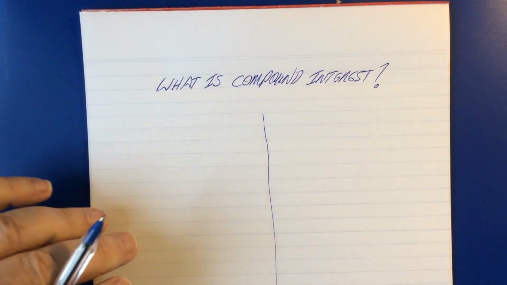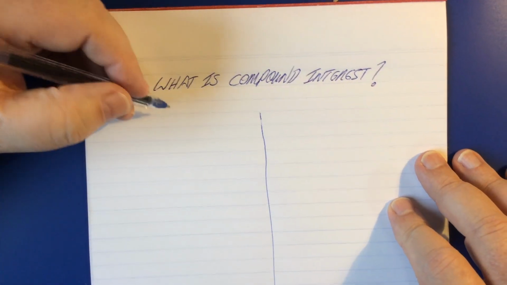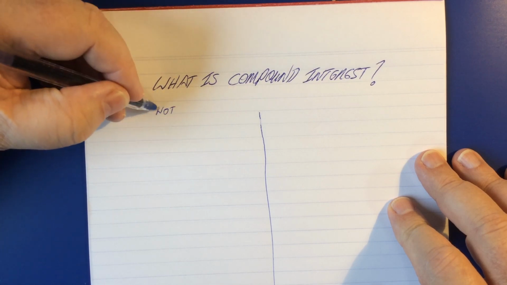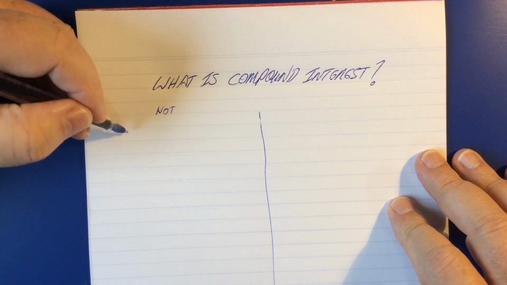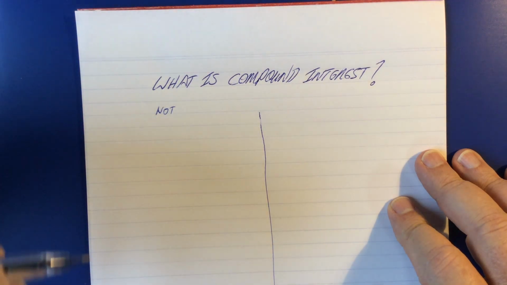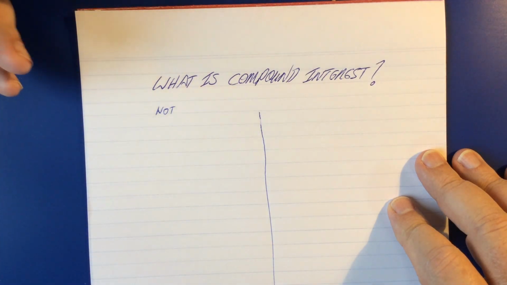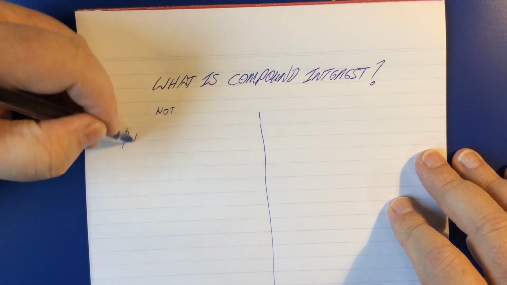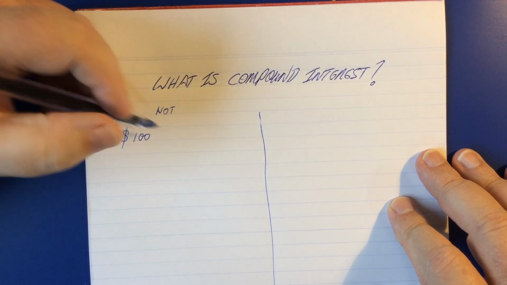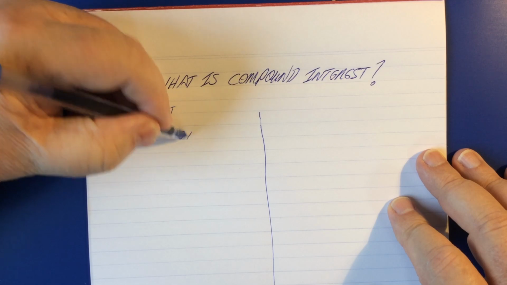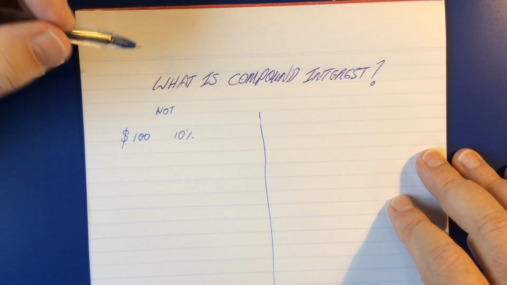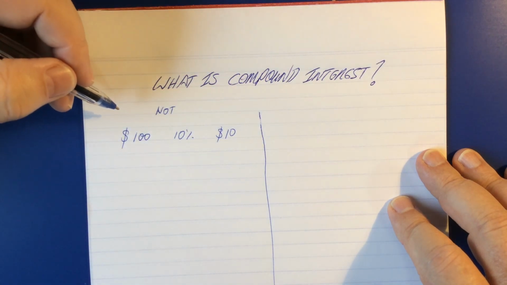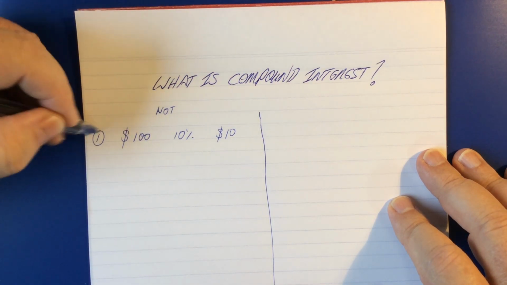Well, it's kind of a line down the page to start with. And we're actually going to start with what it's not. So, it is not simple interest. So, let's take an example. We have $100 and we invest that at 10% for a year. We get $10. We do it again, so we'll call this year one.